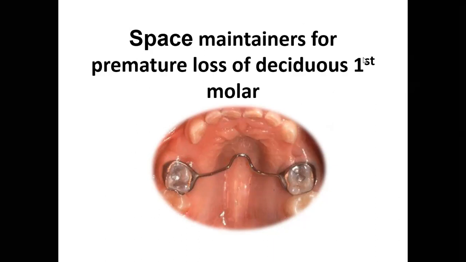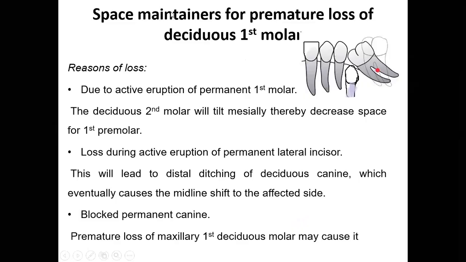So in the case where there is only loss of first deciduous molar, we are only talking about first deciduous molar. In that case, what space maintainer can we give? If the loss is unilateral, which type of space maintainer will we give? If the loss is bilateral, then which type of space maintainer will we give? For example, if there is a premature loss of a deciduous first molar, what will happen in this picture?